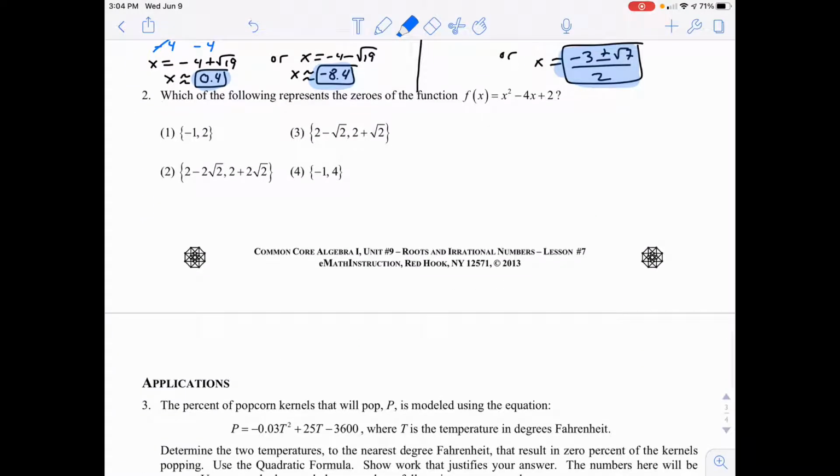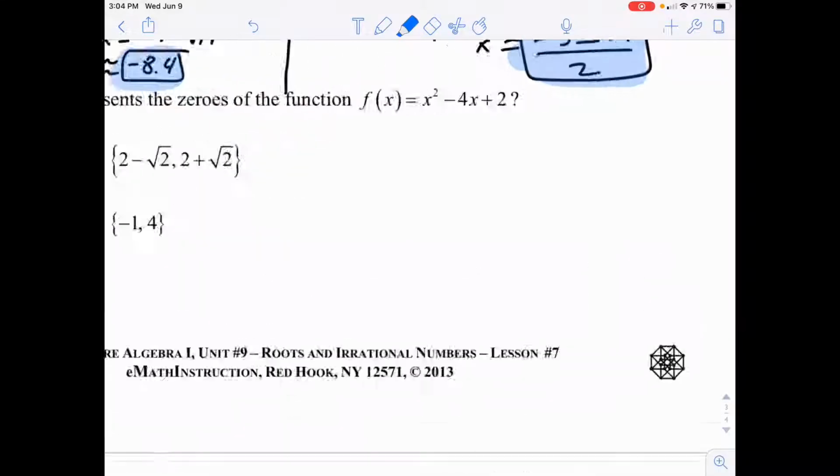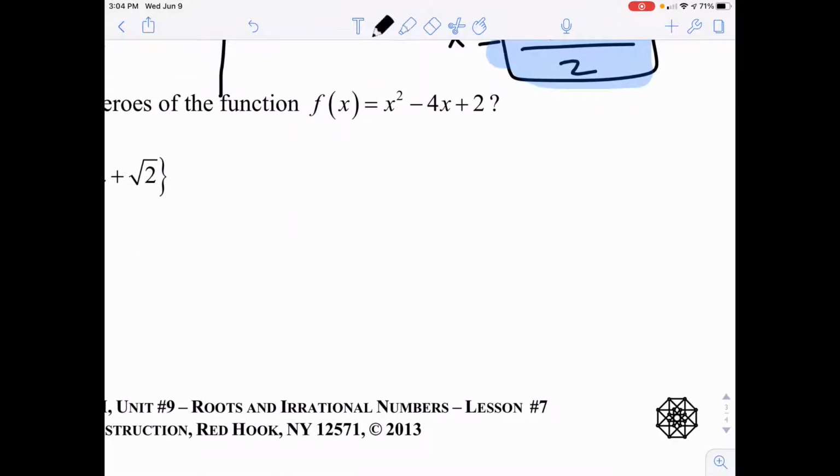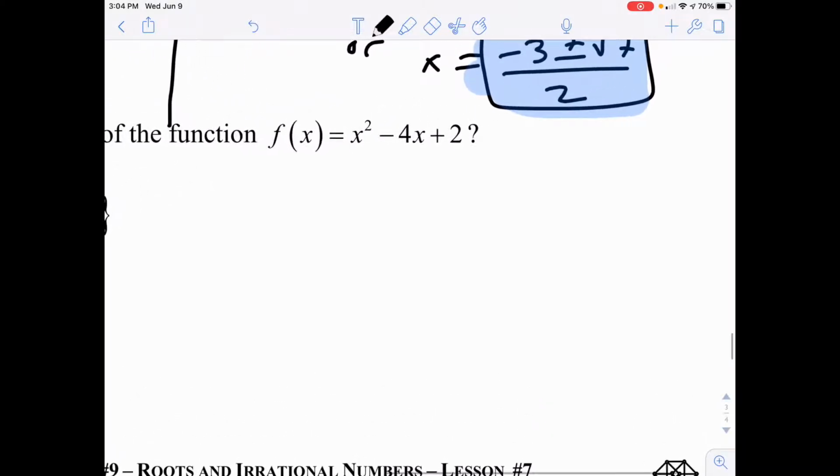Number 2, which of the following represents the zeros of the function? Since half of my answers are rational, half of them are irrational, I can try and factor it, but I can see the only factors of 2 are 2 and 1, and there's no way I can get that to add up to negative 4. So this is not factorable. So I'm going to go ahead and complete the square on it.